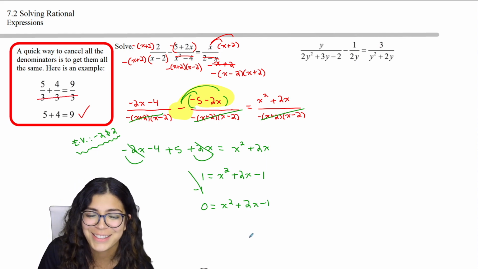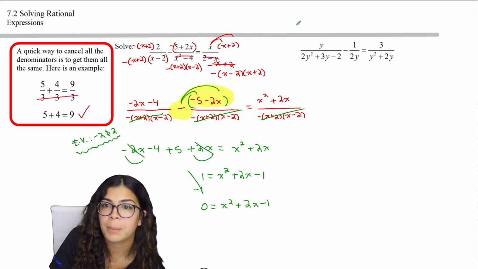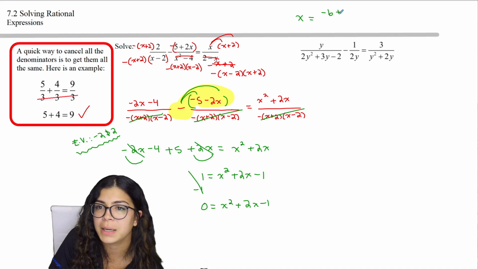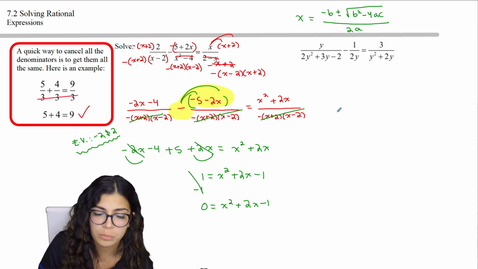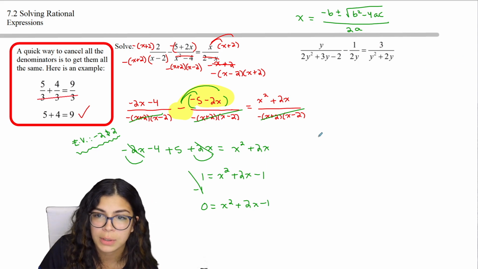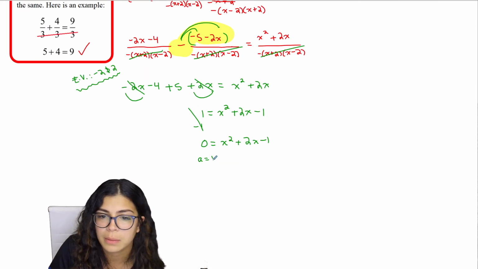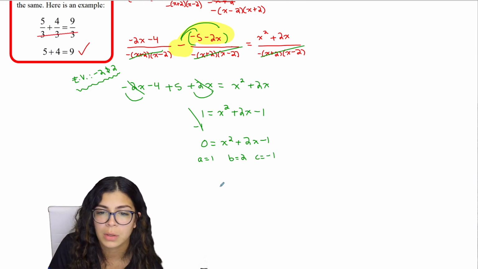There isn't anything. So in order to solve this one, we're going to have to use the quadratic formula. Remember, the quadratic formula is x equals negative b plus minus the square root of b squared minus 4ac, and this is all over 2 times a. So in this case, let's scroll down a little bit. In this case, a is 1, b is 2, and c is negative 1.